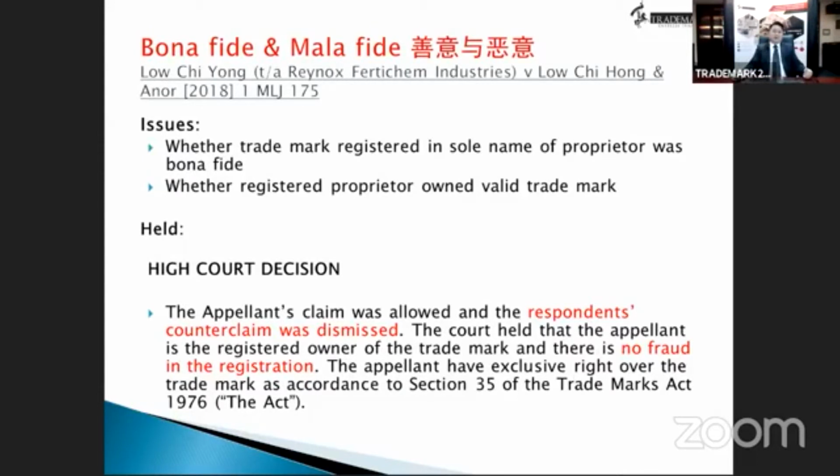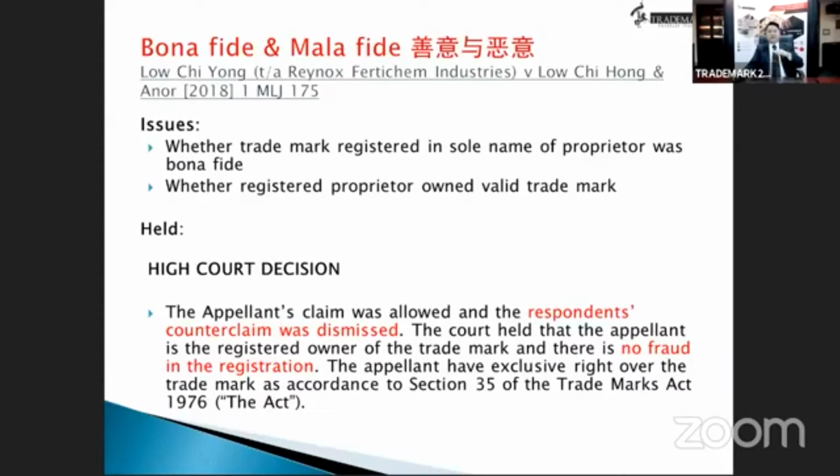Of course, the High Court's decision in this case was that the claim was allowed and the respondent's counterclaim dismissed. The court held that the appellant is the registered owner of the trademark and there's no fraud in the registrations. And therefore, Law Chi Yong has exclusive rights over the trademark. Why? Because if you look back at the time frame, Law Chi Yong registered the trademark in his own personal capacity, before the commencement of the business. So there's no fraud here because everything was done properly.